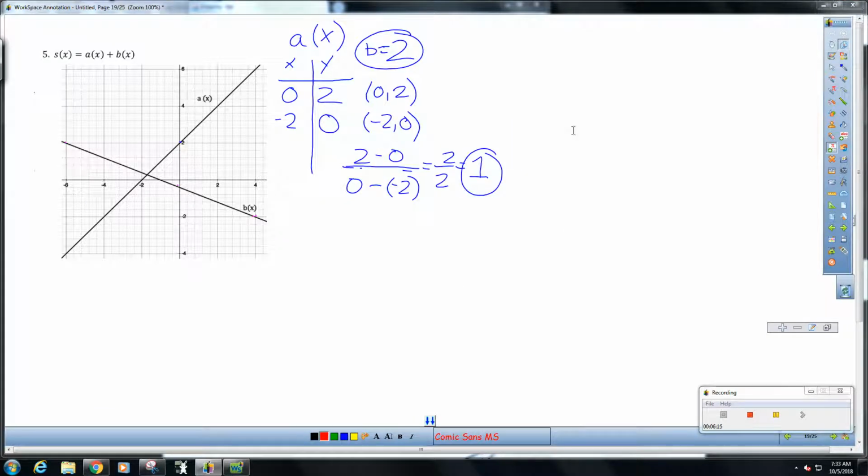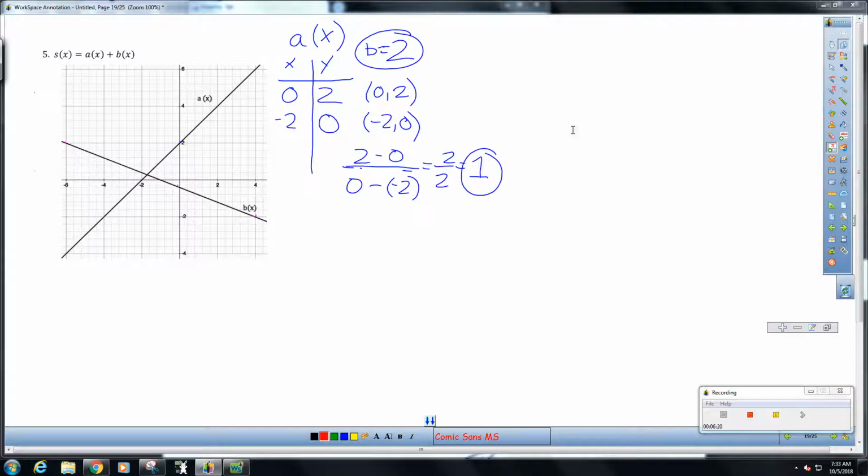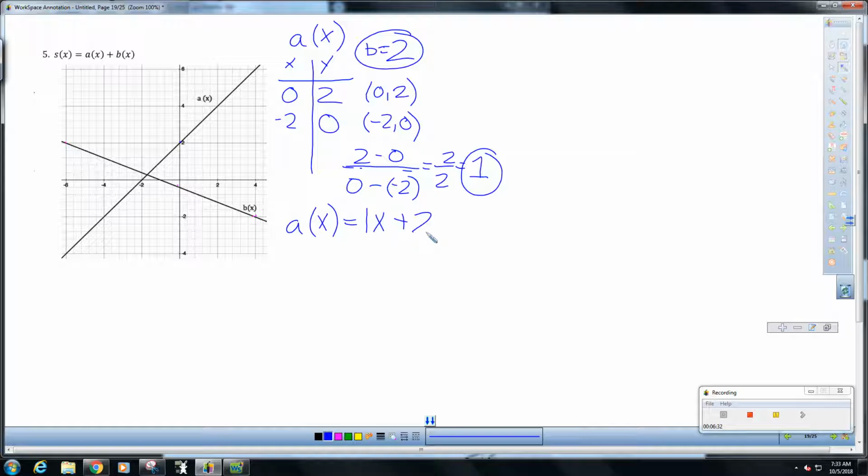So, a of x, this is nuts. A of x is 1x plus 2. Let's look at that a of x and make sure that equation makes sense. Is it a positive slope? Yes. Does it hit the y-axis at 2? Yes. Okay, I'm down. Now let's do some research on b of x.